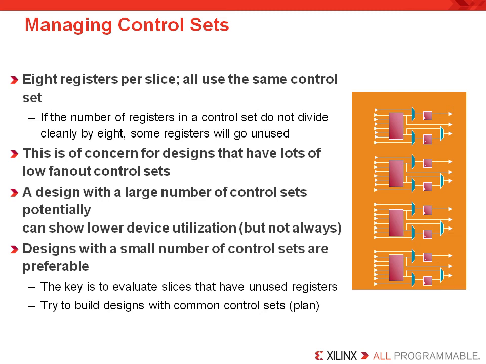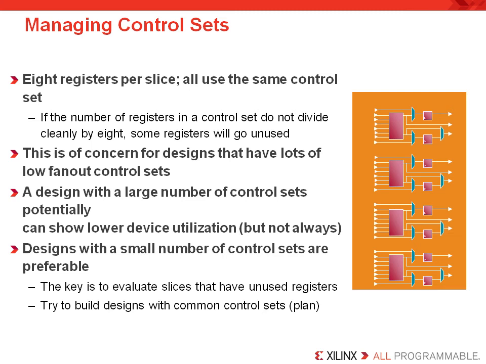But in general, 8 registers per slice, and all have to use the same control set. If the number of registers in a control set does not divide cleanly by 8, then some registers run the risk of not being able to be used, but that will depend upon the rest of your design. Now, this is a concern for designs that have lots of low fan-out control sets. A design with a large number of control sets potentially can show lower device utilization, but not always. That'll simply depend. Designs with a small number of control sets are preferable.